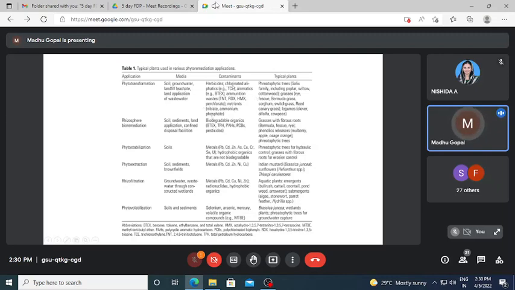So the contaminants found are herbicides, chlorinated aliphatics. The example is trichloroethane. Then aromatics like benzene, toluene, ethylbenzene, xylene, and all that. Then ammunition waste like TNT, RDX, all those wastes. Nutrients like nitrate, ammonium, phosphate. Then here you can go for phreatophytic trees belonging to the Salix family, including poplar, willow, cottonwood, and grasses, Bermuda grass, and all that. So these are the typical plants used for various phytoremediation applications.